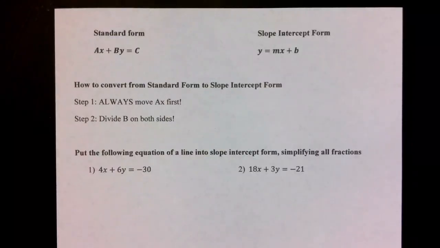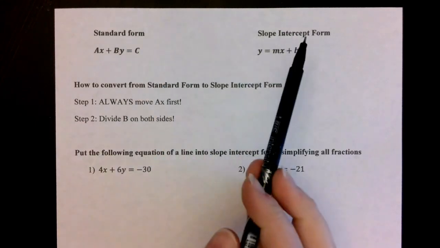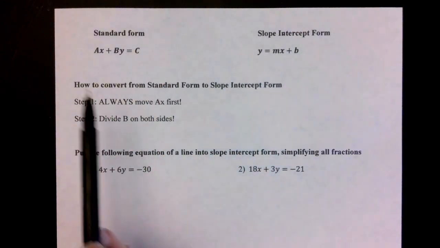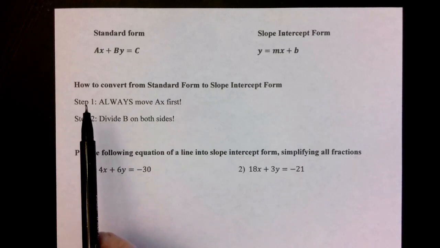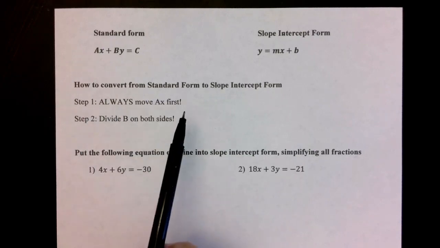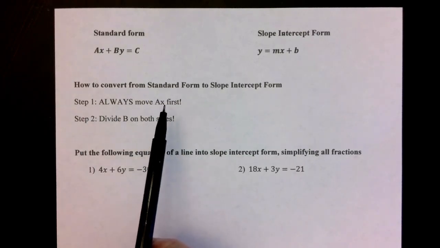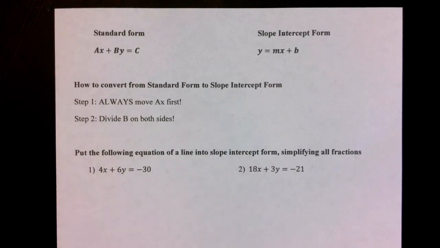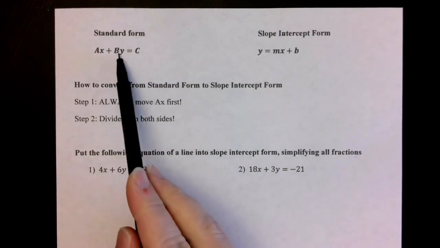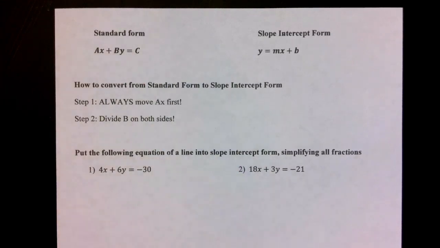In this video, you are going to learn how to convert linear equations from standard form to slope-intercept form. The steps to do so are right here. We are always going to move Ax first, so the coefficient and the x get moved first. Then we're going to divide both sides by B because we want the y by itself.